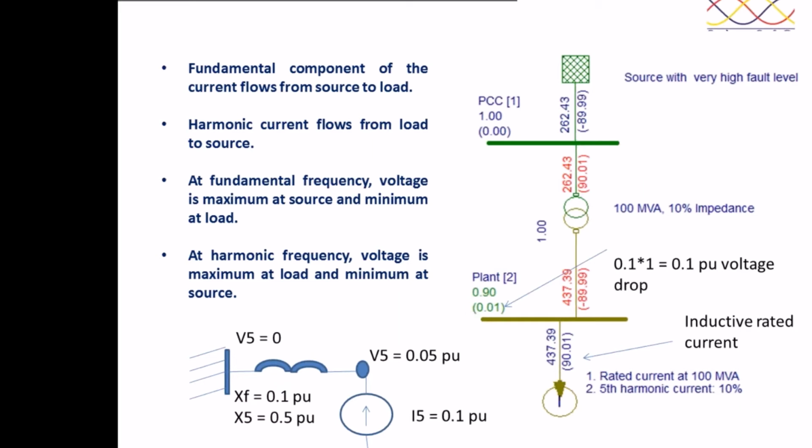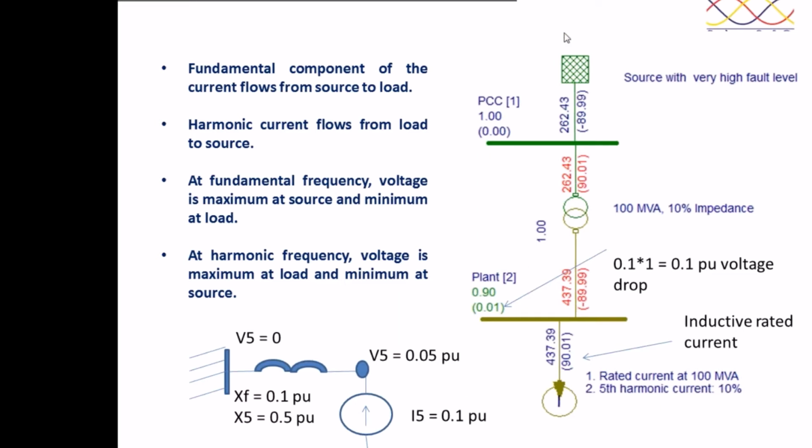Now let us see what happens for the harmonic current. Harmonic current flows from the load to the source. Assume that the fundamental current is 100%. Fifth harmonic current you are injecting. This is a nonlinear load which is injecting the fifth harmonic current, which is 10%. When you inject this 10% fifth harmonic current, what will happen?